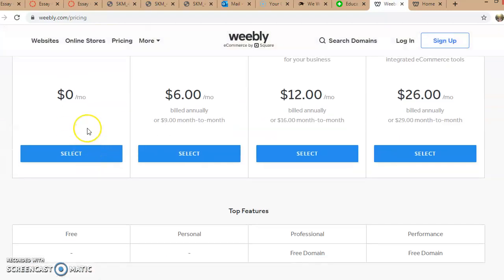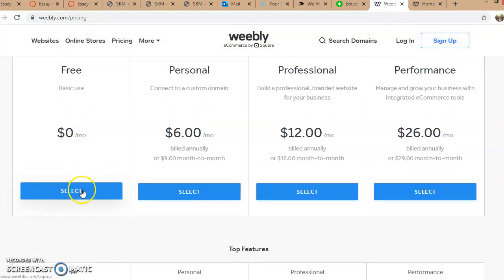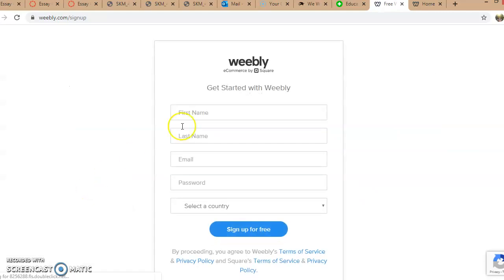And then you'll see the free or basic use right here. Just select that, and then it will prompt you to enter all the information like your name, email, password, all that stuff. But that's probably the fastest, quickest, or most direct way of doing this without having to search through the subdomains as you go through Weebly. Using Weebly is not too difficult, I don't think. It's pretty intuitive.